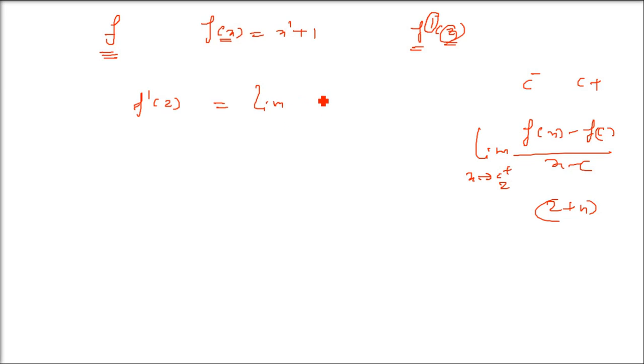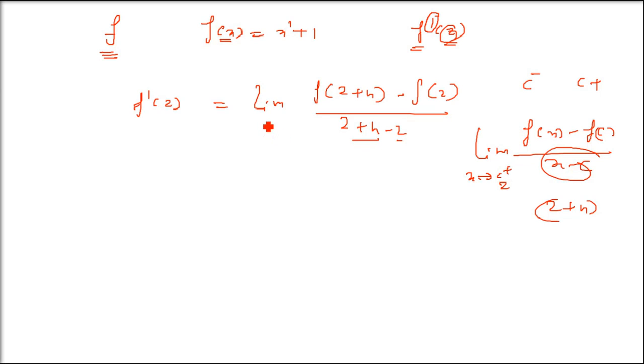That is, 2 plus h I am going to put. So in place of x, you are going to put 2 plus h, minus f(c), of course c is 2, and divided by 2 plus h minus 2. So this is x minus c. In place of x, I am putting 2 plus h. Since x is tending to 2, h is tending to 0, because if x is equal to 2, h is going to be 0. So limit h tends to 0 now.